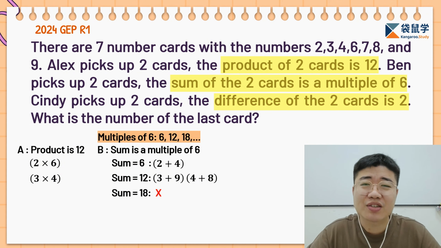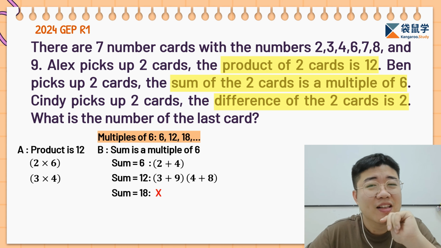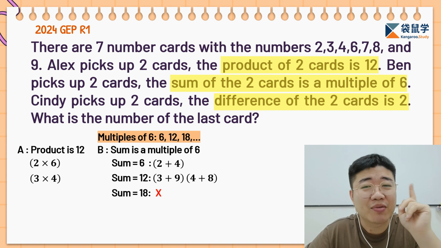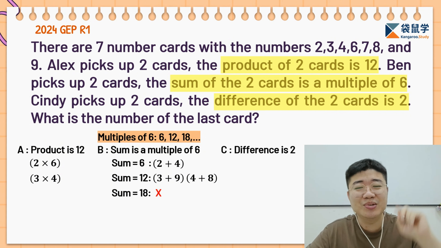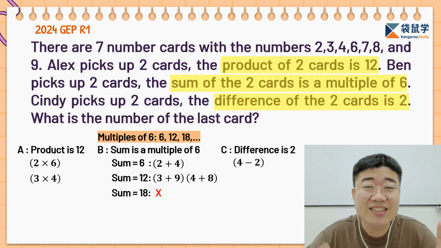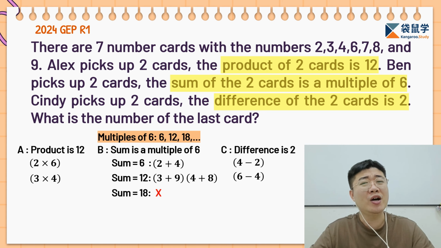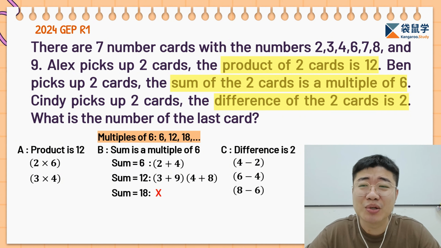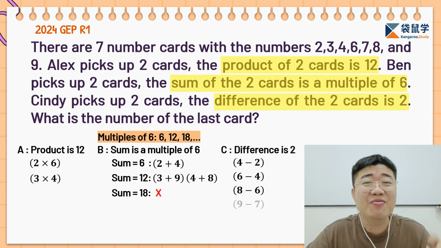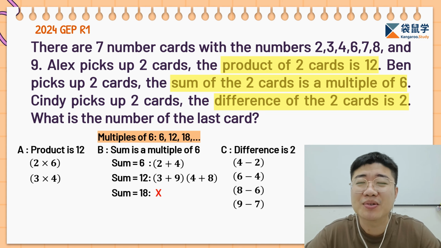The difference of the 2 cards is 2. Let's check. Out of these numbers here, which ones give us a difference of 2? The first we can see, 4 minus 2 is equal to 2. What else? Very good, everyone. 6 minus 4 equal to 2. What else? Perfect. We can also do 8 minus 6 equal to 2. And lastly, we have 9 minus 7 equal to 2.